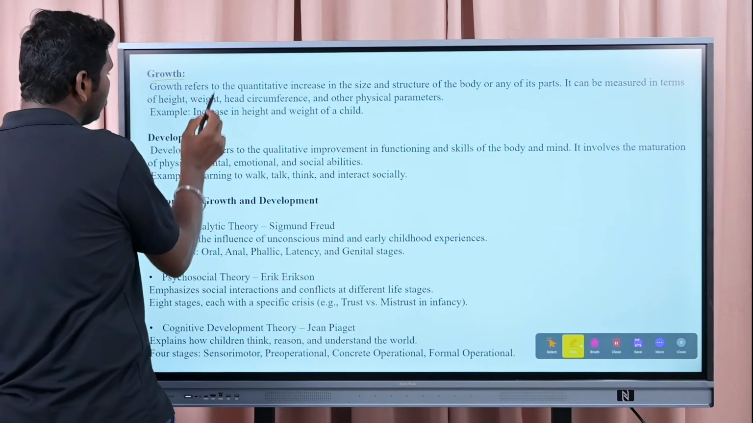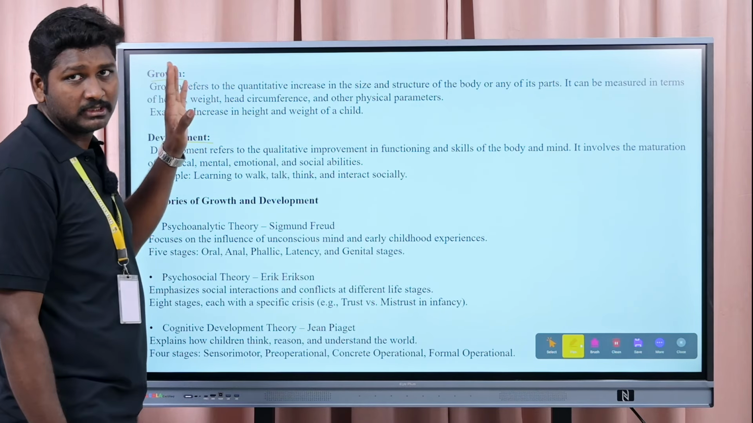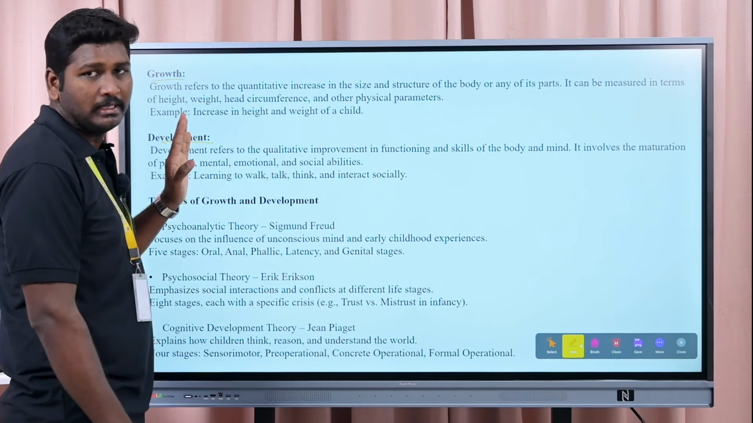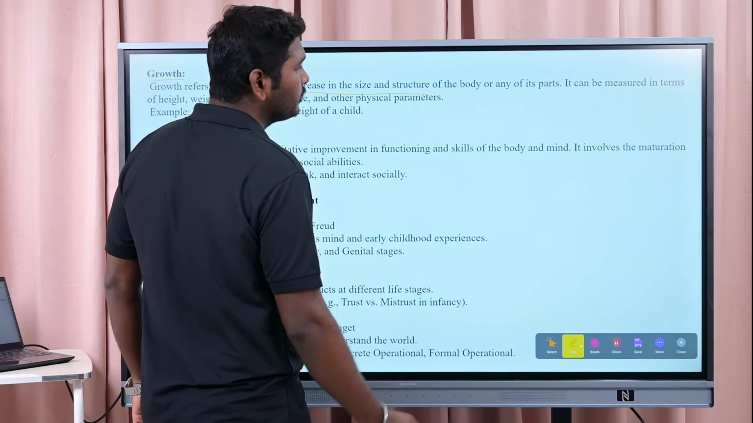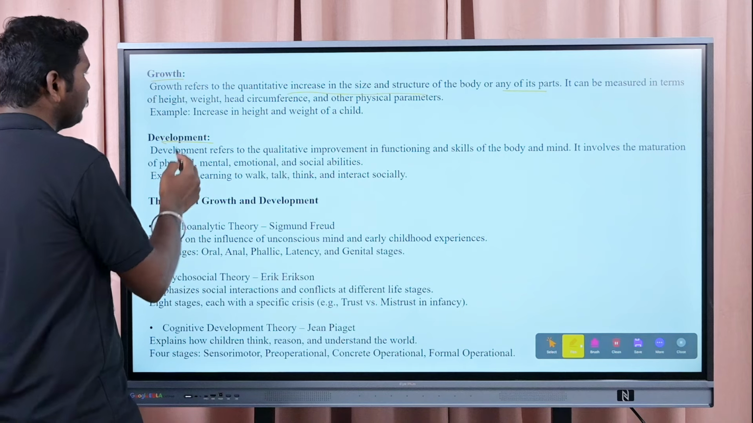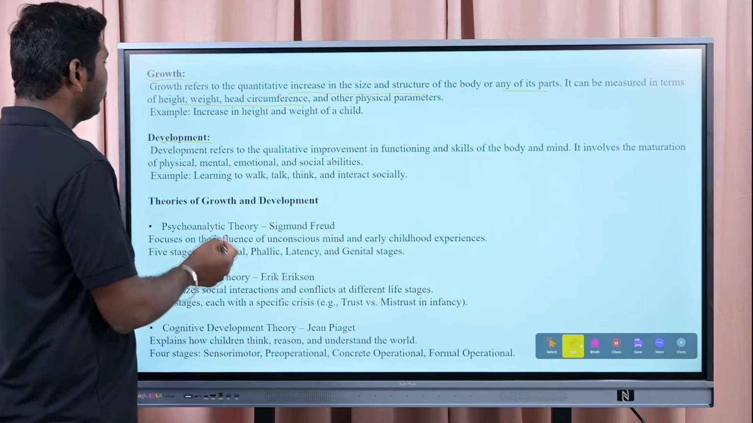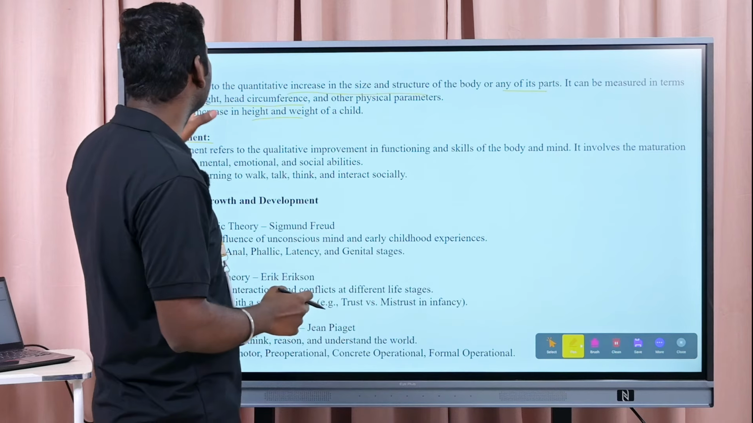Next we'll see the definition of growth and development. So clearly write the definition, because each carries 1.5 marks. If it is a 3 mark question, or a 4 mark question, 2 each. Growth refers to the quantitative increase in the size and structure of the body or any of its parts. It can be measured in terms of height, weight, head circumference, and other physical parameters. For example, increase in height and weight of a child. See, anything which is measurable will come under growth.